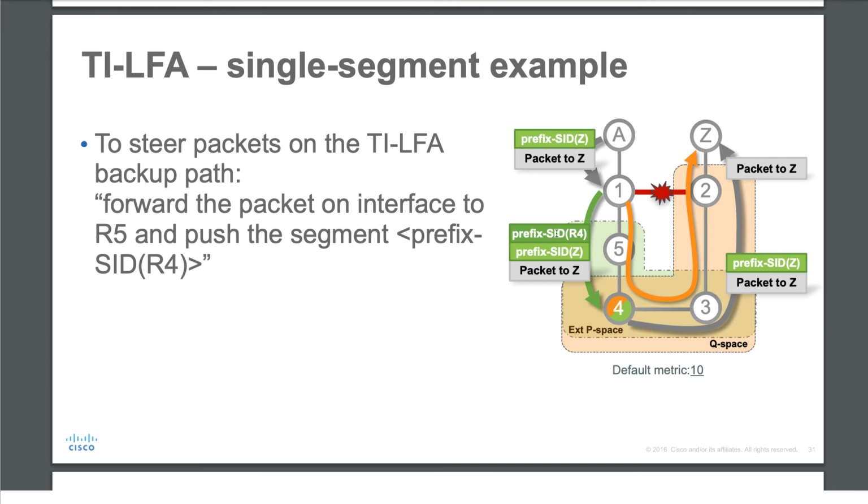And because in this case we had to use one extra instruction or one extra label, that is the reason it is called a single segment example. Because to program the correct alternate backup path without causing any loop, we had to tell our node 1, which is our PLR, point of local repair, to say, okay, to reach our destination, first go to node 4, and then from there node 4 knows how to reach our destination. That's why we added one extra segment or one extra prefix. It's called single segment TI-LFA.